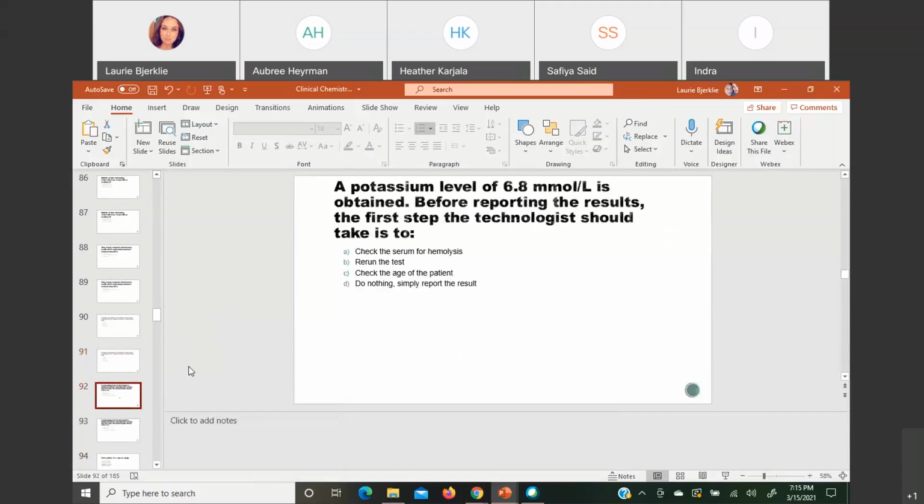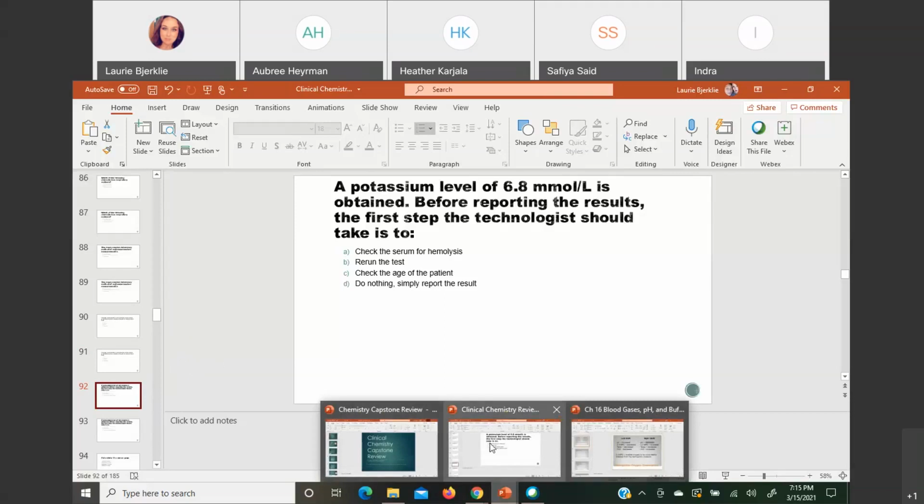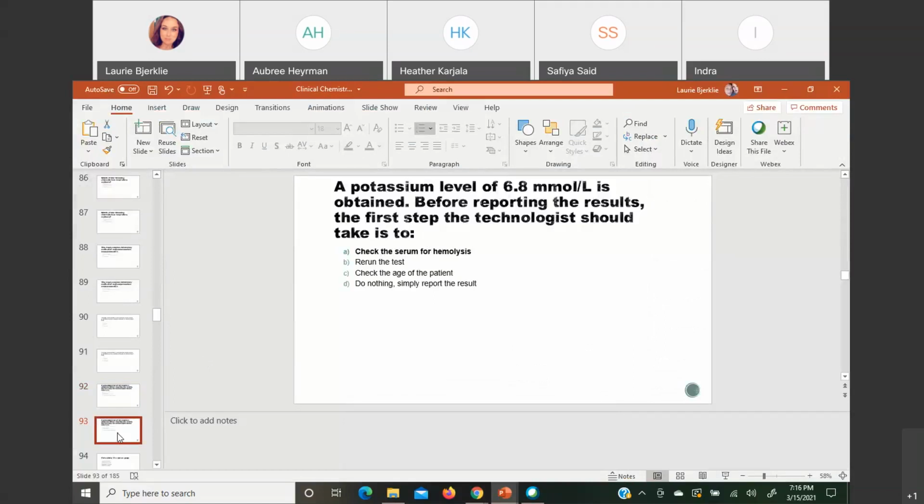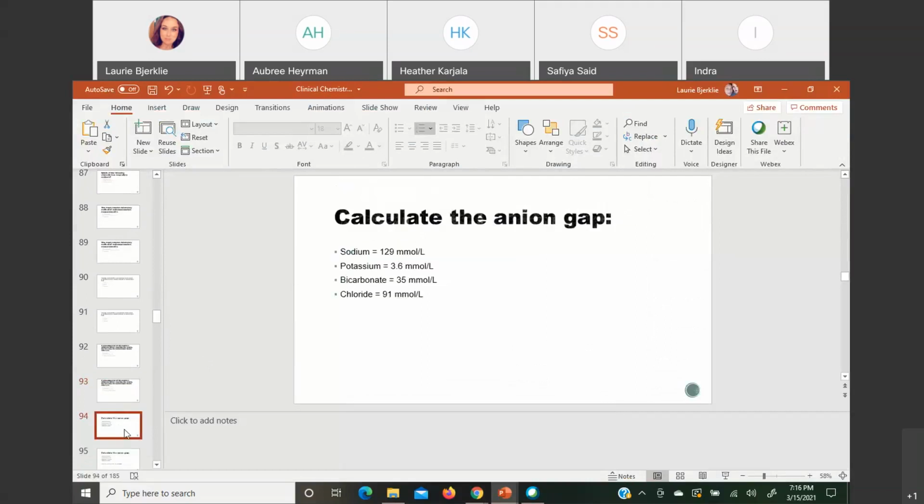A potassium level of 6.8 is obtained before reporting the results. The first step you should do is what out of the choices? All right, everybody's got this. Yep, look for hemolysis, because 6.8 is very high for potassium.